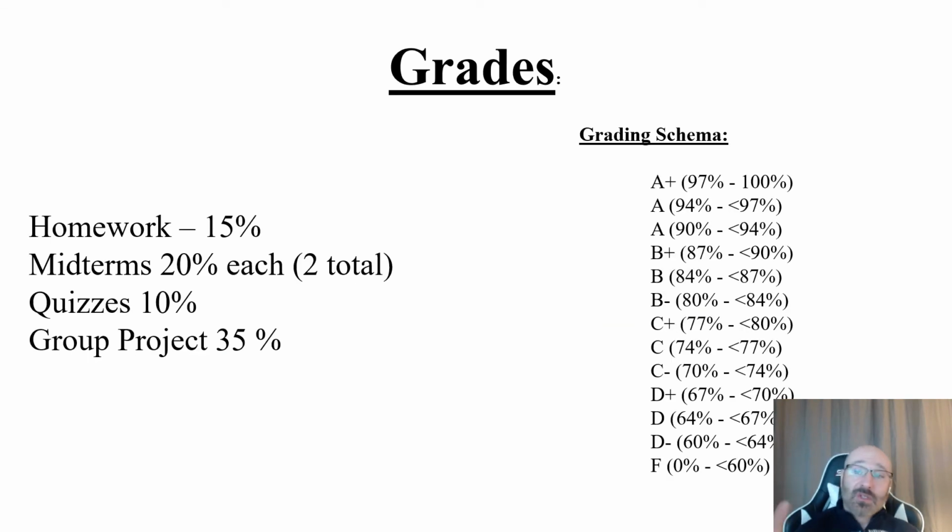So let's talk about grades, how we're going to break these down. This is how the course is breaking down here. There's going to be 5 things. 2 of them are exams. So you're going to have your homework, which is 15% of your grade. The 2 midterm exams, which are 20% each, will make up 40% of the grade there.